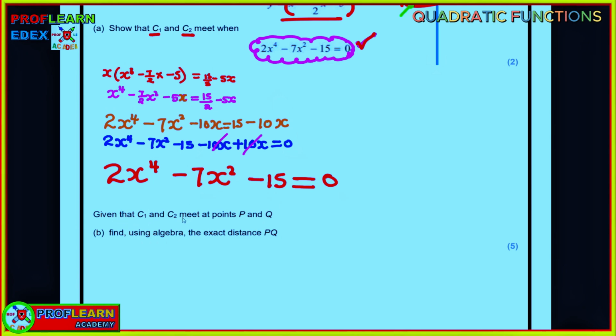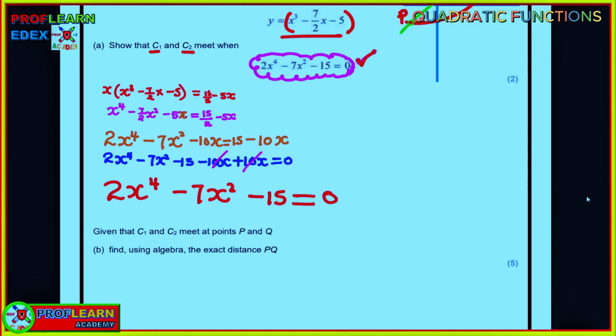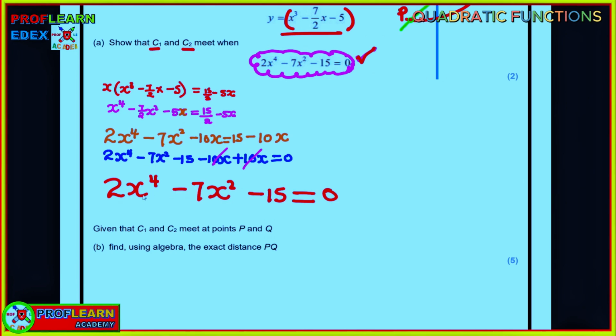Given that C1 and C2 meet at the points P and Q, find using algebra the exact distance. So first we need to know the coordinates of the points P and Q where they are going to meet. So how do we get those points? We get them by solving this equation that we have.